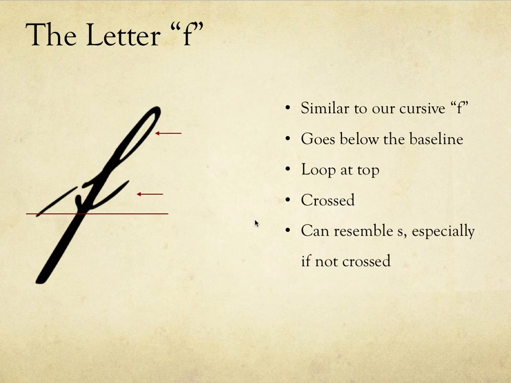If it's not crossed, if the author forgot to cross his F or dot his I or cross his T, an F can resemble an S. So an F should be crossed, but be aware that the scribes were human too, and sometimes were writing too quickly to remember to cross their Fs. So if your word doesn't make sense with the S that you think this looks like, try an F.